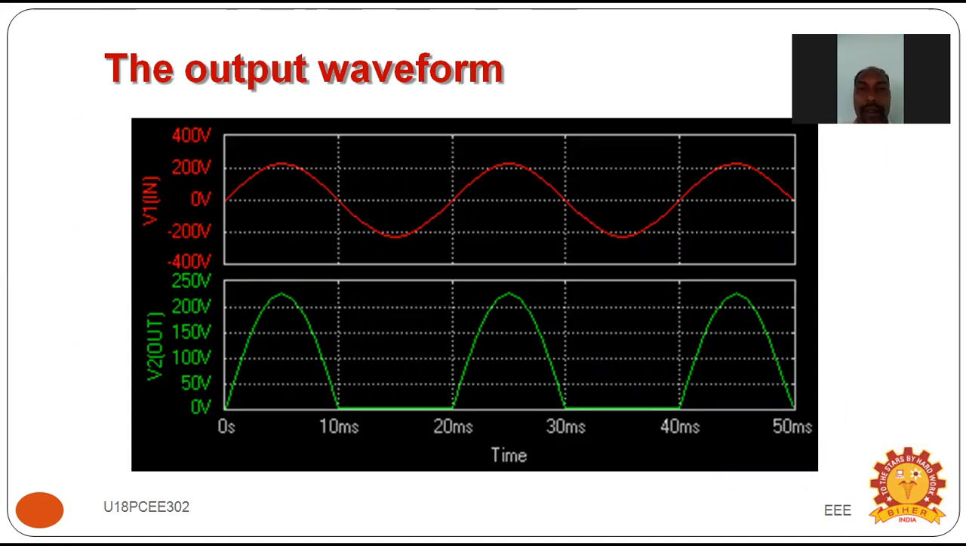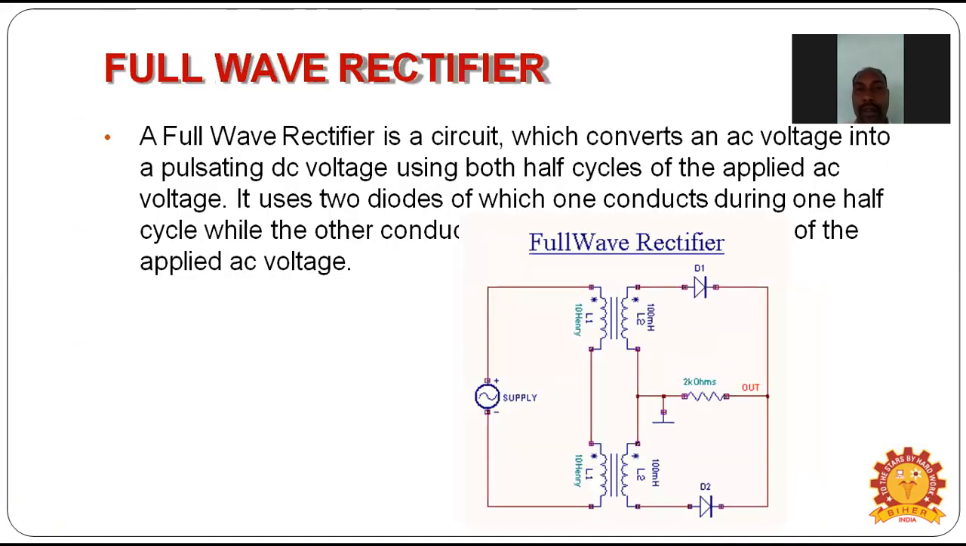And next one, the full wave rectifier. This full wave rectifier is a circuit which converts AC voltage into pulsating DC voltage using both half cycles of the applied AC voltage. It uses two diodes, one of which conducts during one half cycle, while the other conducts during the other half cycle of the applied AC voltage.